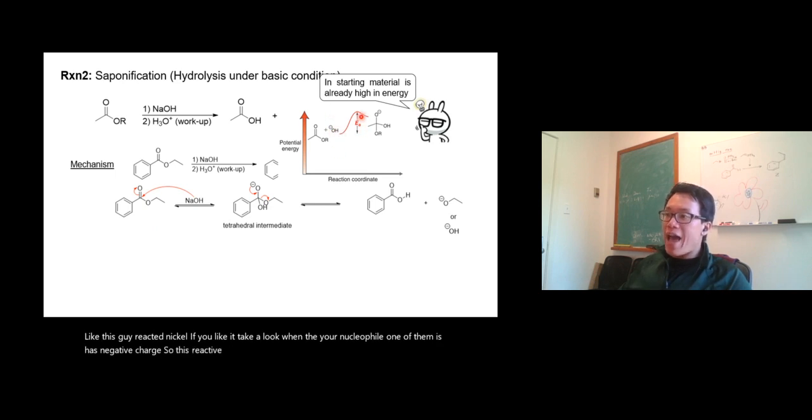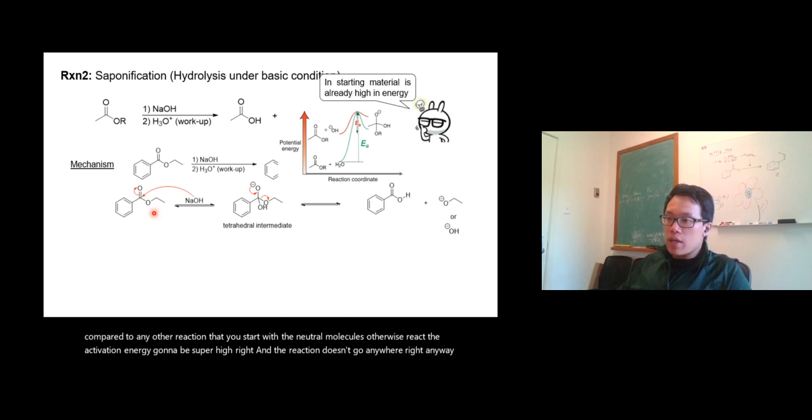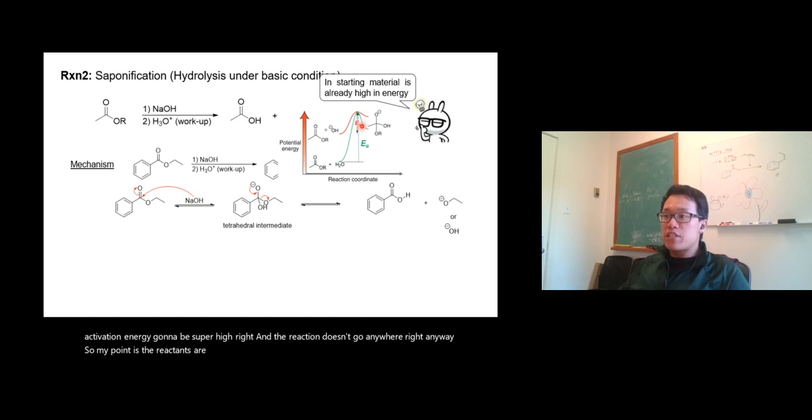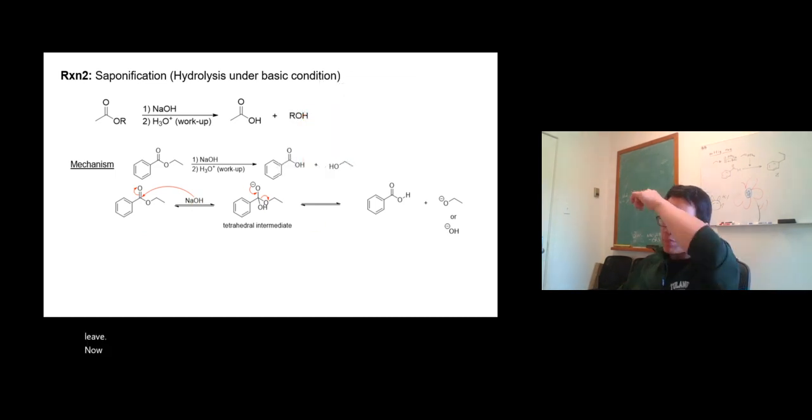The activation energy is small compared to any other reaction that you start with neutral molecules. Otherwise, the activation energy is going to be super high, right? And the reaction doesn't go anywhere. Anyway, my point is the reactants are reactive. The activation energy is small. So ethoxide can leave. This reaction can actually happen.